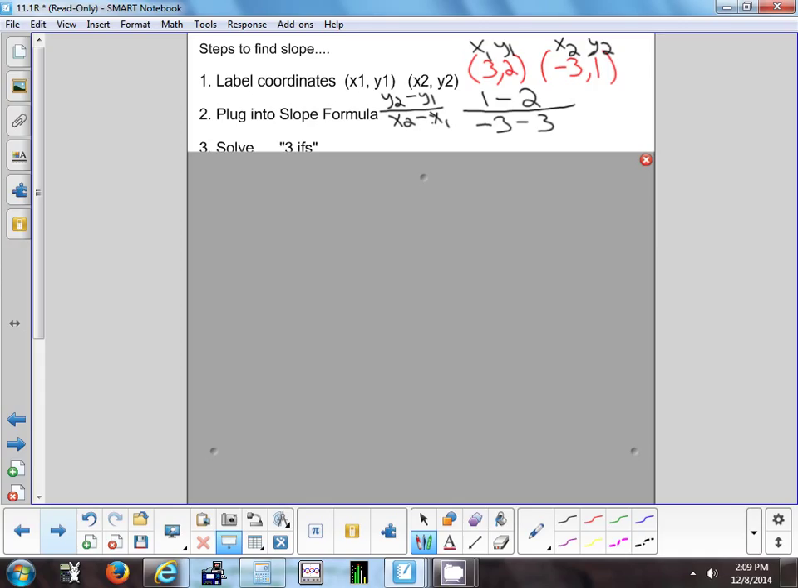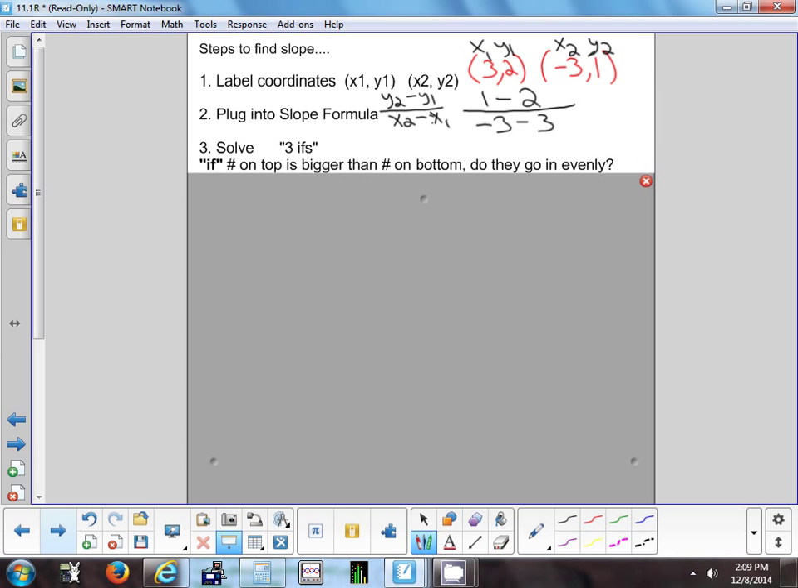Next step is solve. I'm going to solve it, but there's some stipulations, right? There's some ifs. One of those ifs is, and Mr. Hager showed it to you guys earlier, if the top, so right after if, you're going to want to write this. If the number on the top is bigger than the number on the bottom, you got to ask yourself, do they go in evenly? So when I solve this one, what am I going to get? What's 1 minus 2? Somebody tell me what's 1 minus 2. Raise your hand and tell me. Marcus. -1. -1.